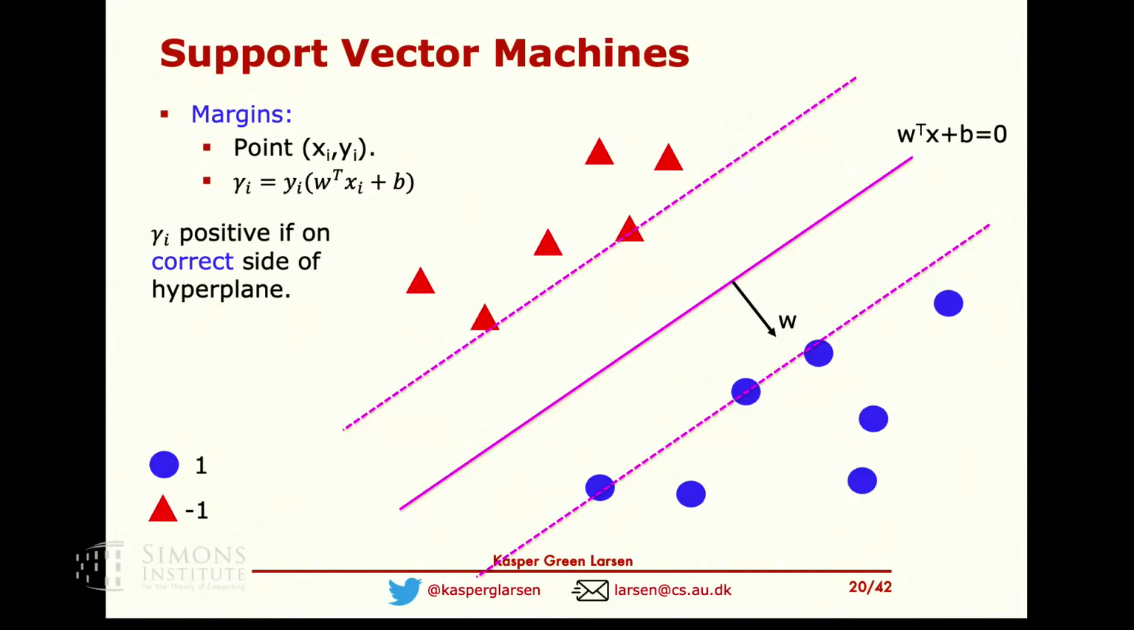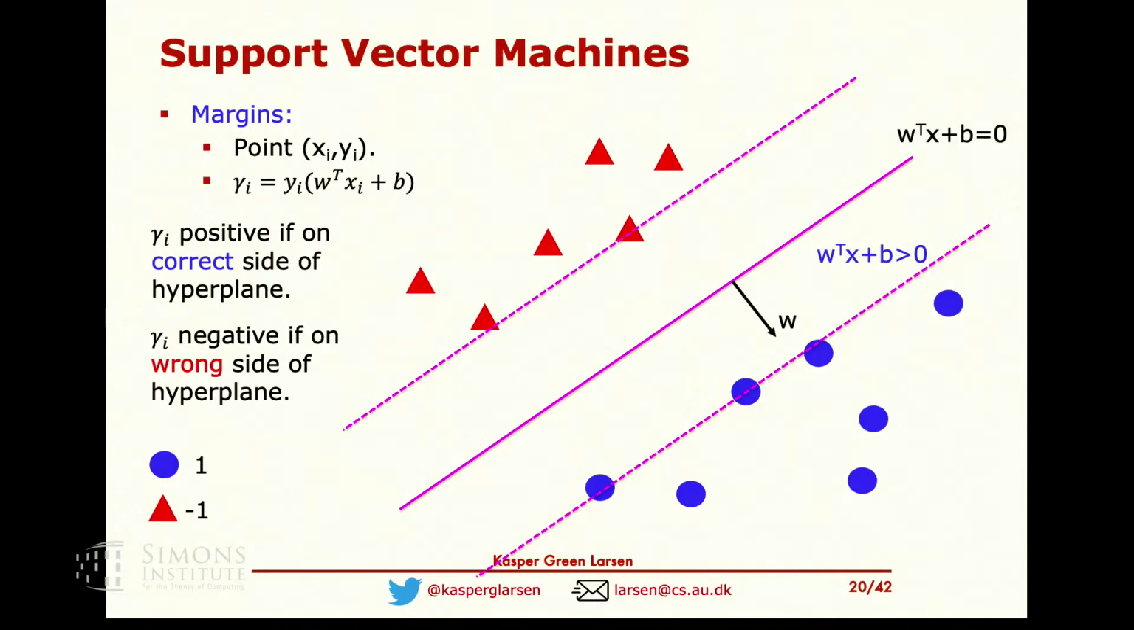And so you can notice that if this is a positive margin, it means that your point is classified correctly, right? If I return the sign of this, it must be the same as the label, if this is a positive number. And likewise, if it's negative, it means that you wrongly classify the point. And the larger the number is, the further away from the hyperplane the data point is.